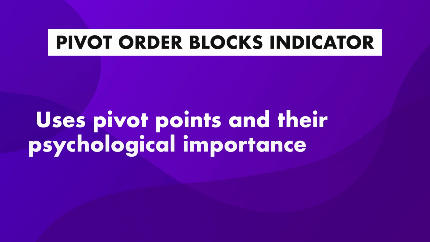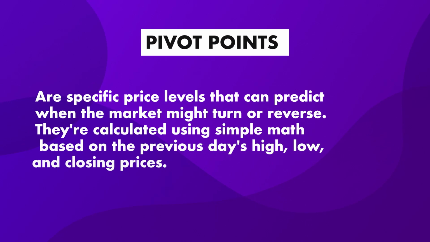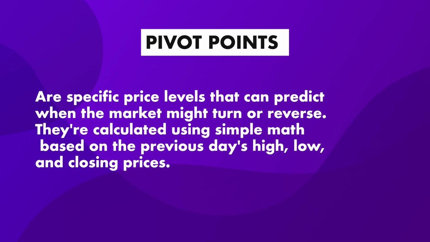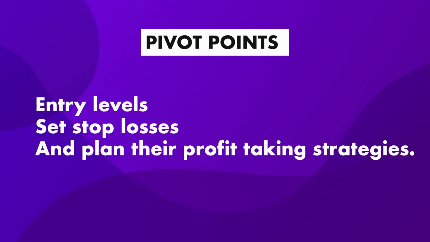The Pivot Order Blocks indicator uses pivot points and their psychological importance. Pivot points are specific price levels that can predict when the market might turn or reverse. They are calculated using simple math based on the previous day's high, low, and closing prices. Some traders use pivot points to find entry points, set stop losses, and plan their profit-taking strategies. The idea is to figure out where most other traders are likely to make similar moves, which helps in decision-making. This strategy works well because pivot points give traders established support and resistance levels.